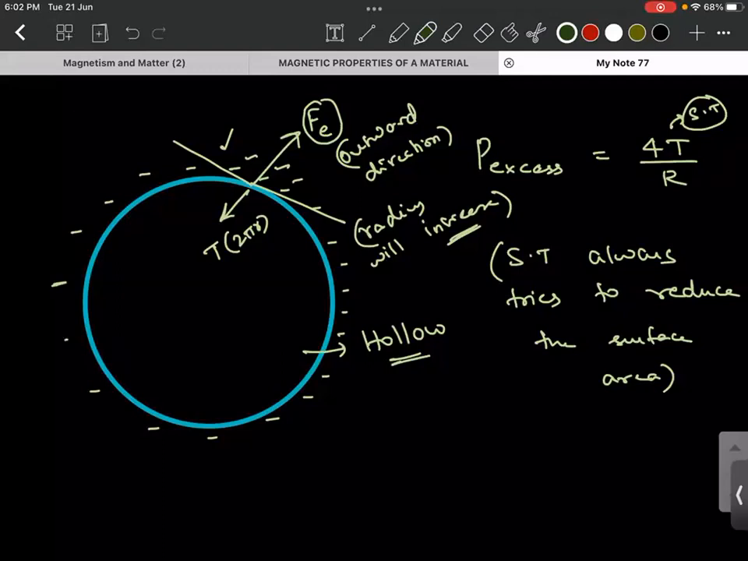Okay, so that's it, guys. See, about the pollination one, I'm not sure.